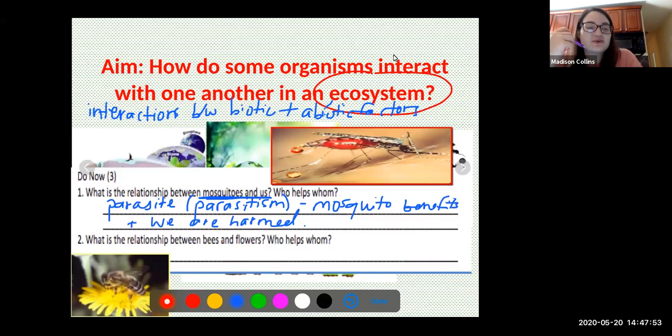All right, number 2, what is the relationship between bees and flowers? Who helps whom? So think back to our reproduction unit. We talked about the relationship between bees and flowers. Same deal, pause this video, write down your answer, and then we'll go over it. All right, so in this example, they actually help each other out. So bees help flowers and flowers help bees. And this is something we call mutualism. Mutualism because both organisms benefit.